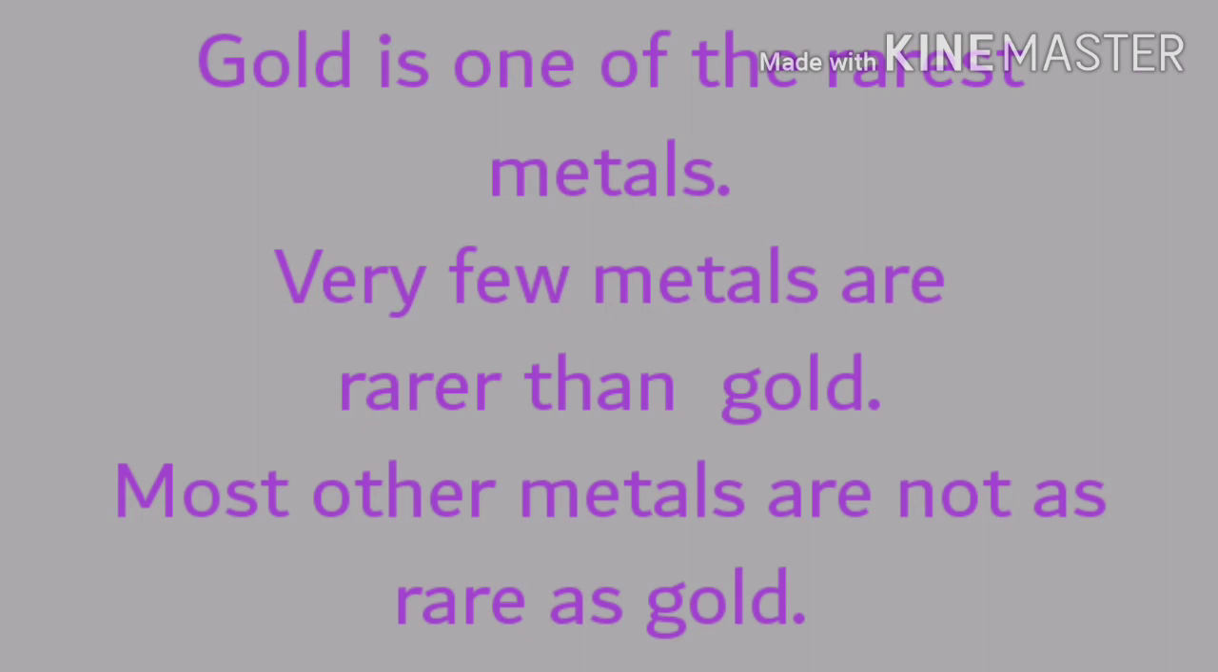Here is one more example. Gold is one of the rarest metals. Gold is one of the rarest metals, one of the rarest of metals, like that. And look at the comparative form. Very few. In the previous sentence also, we started with "very few." Very few metals, it is plural. So instead of "is," we have to write "are." Very few metals are rarer than gold. Rarer than gold. Positive degree. Most other metals are, negative. Not as rare as gold.